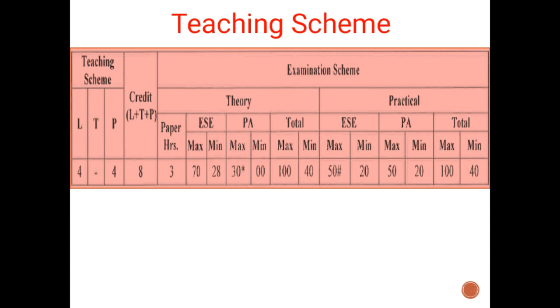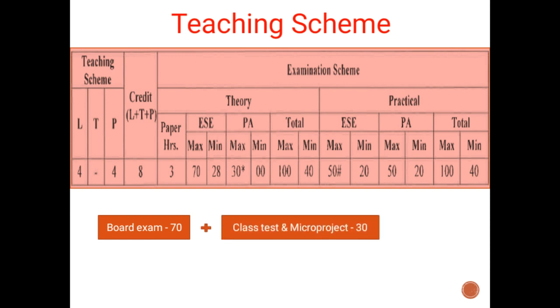The examination scheme consists of two parts, theory and practical. The theory part consists of the end semester exam and progressive assessment. The end semester exam is your theory board exam of 70 marks, and progressive assessment means your class test marks plus micro project of 30 marks. Total is 100 marks of theory exam.